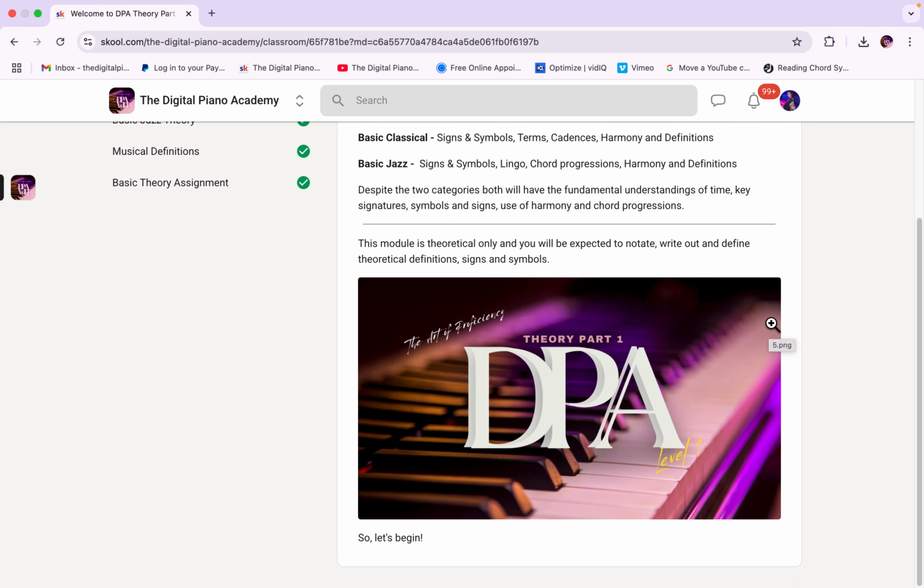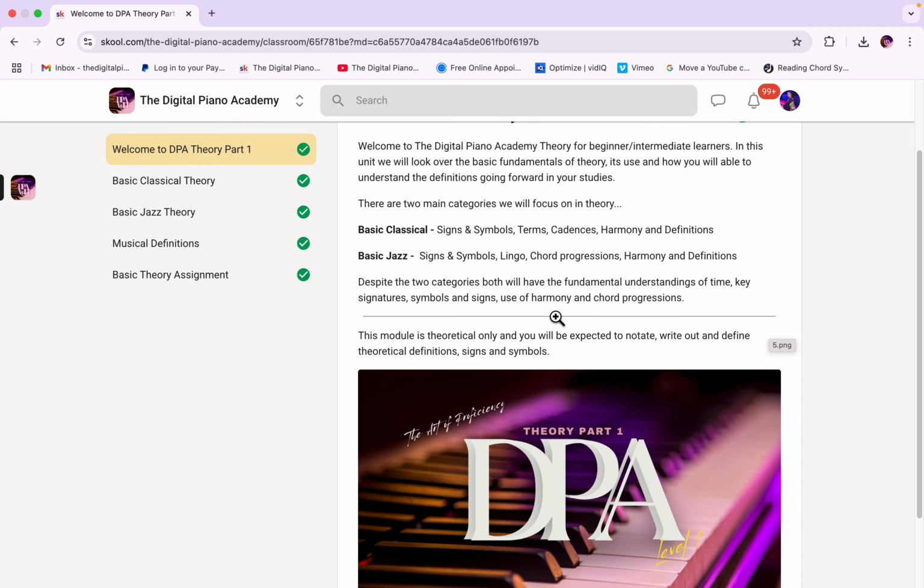This module is theoretical only, and you'll be expected to be able to notate, write out, and define theoretical definitions, signs, and symbols. So let's begin.